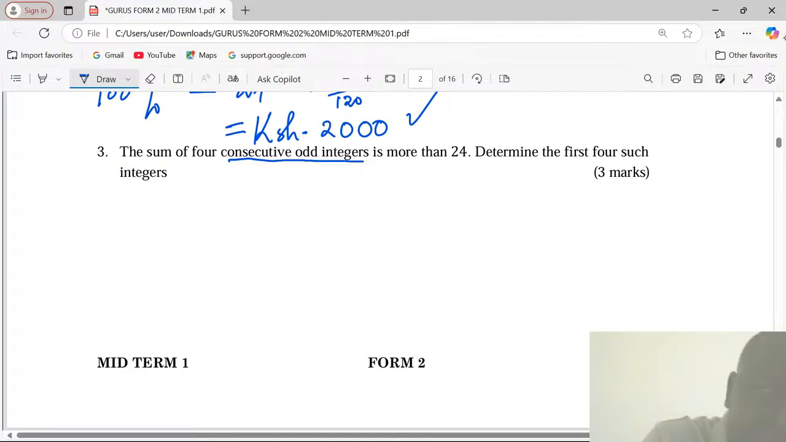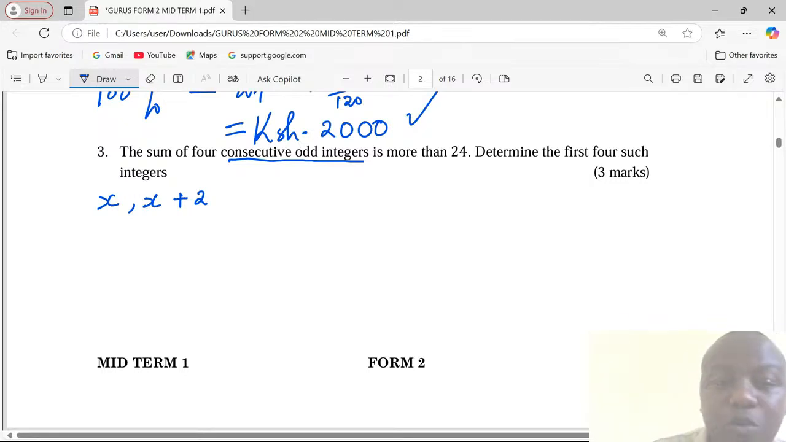Consecutive integers. If one is let to be x, because they are consecutive and they are odd, from x to the next odd integer, we must add 2. Because when we add 1, we will just go to the next integer, and from odd, it will be even.